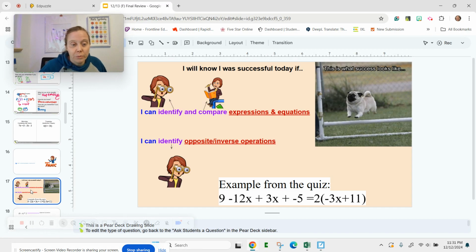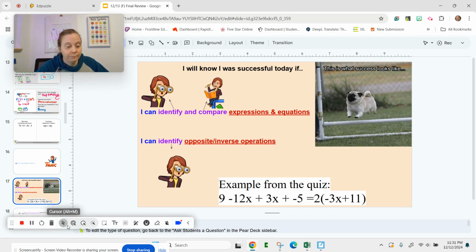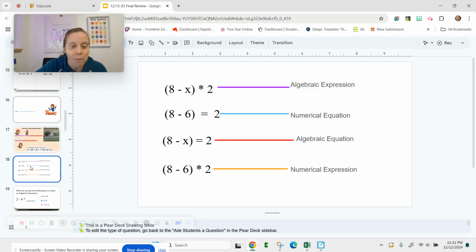Okay. So when we talk about solving one-step equations, we need to think about identifying and comparing expressions versus equations, and identifying the opposite or the inverse operations, and then solving those equations. Okay. So look at some examples here.